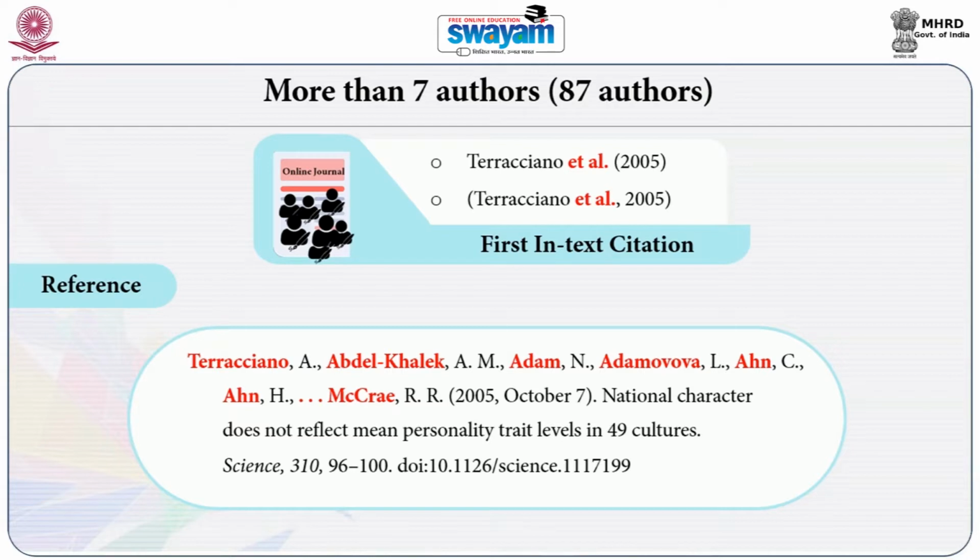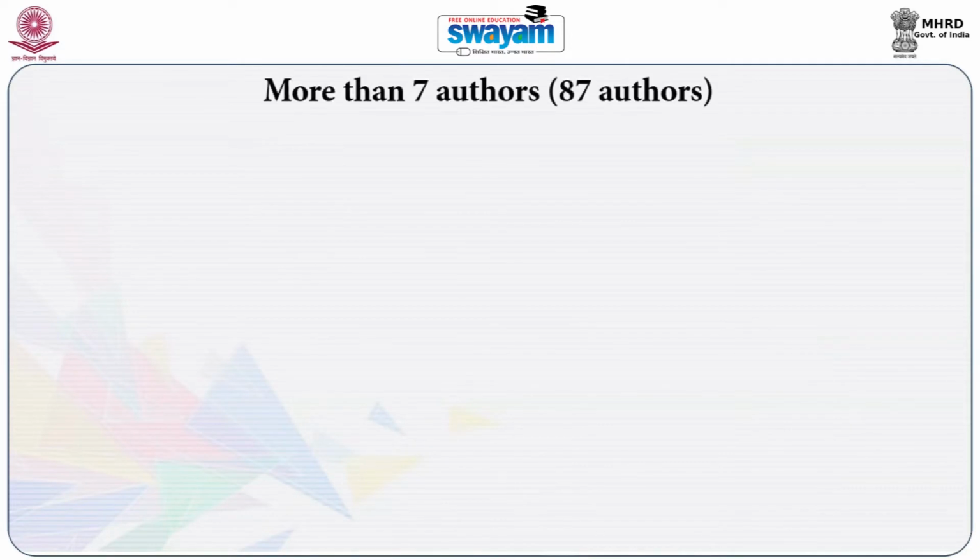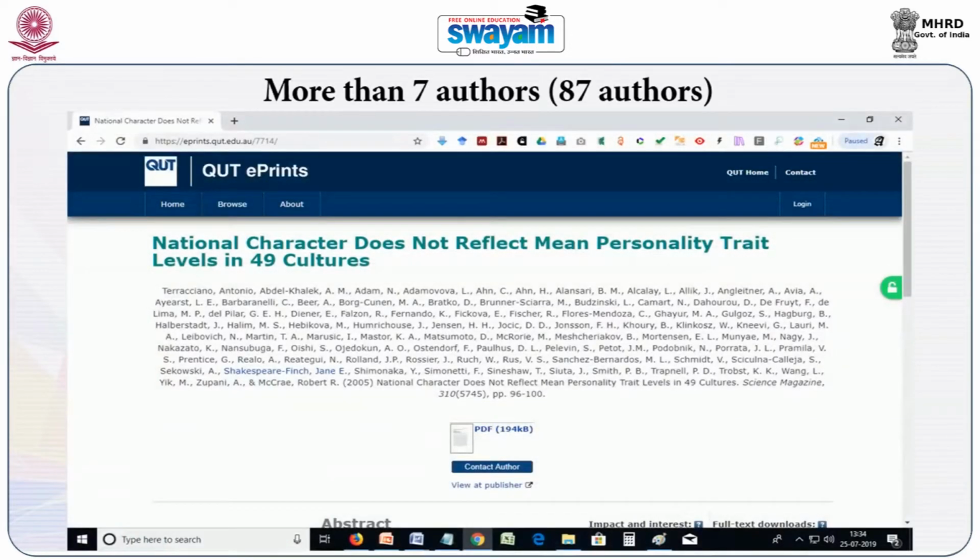For more than 7 authors, how will the in-text citation and reference be displayed? In this case, there are 87 authors. For the in-text citation, we write the first author's last name with et al. In the reference, the first 6 authors are mentioned, followed by 3 dots or ellipses, and then the last author's name.